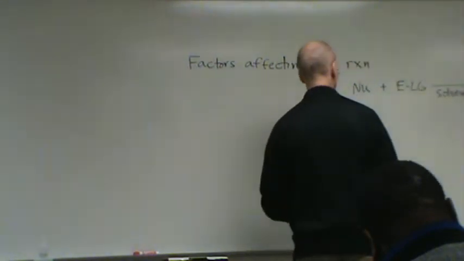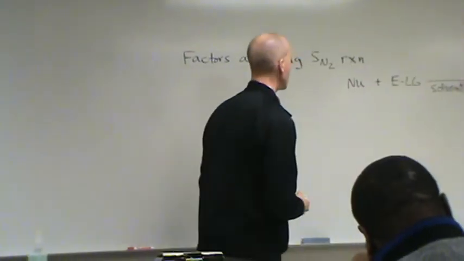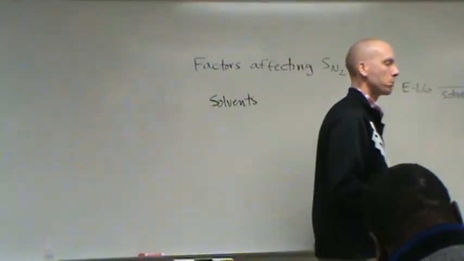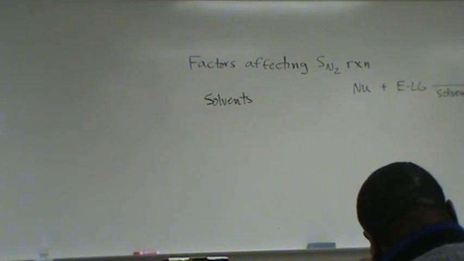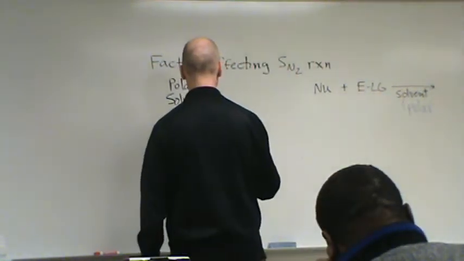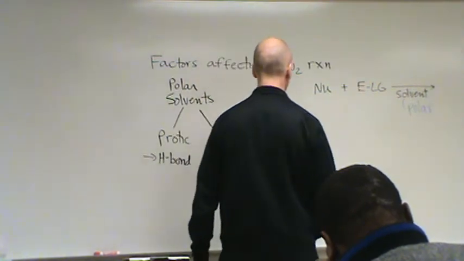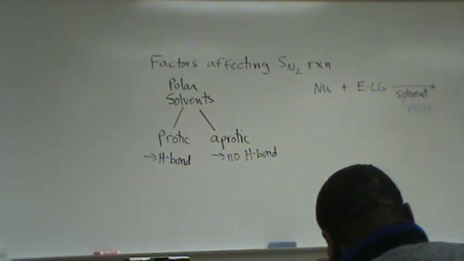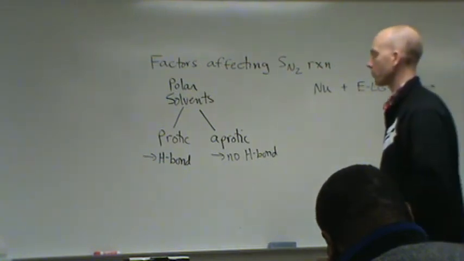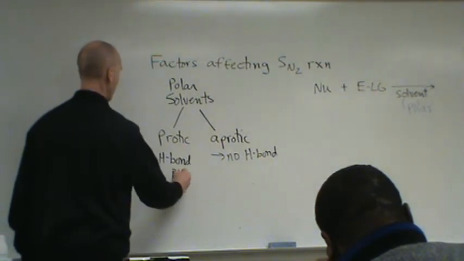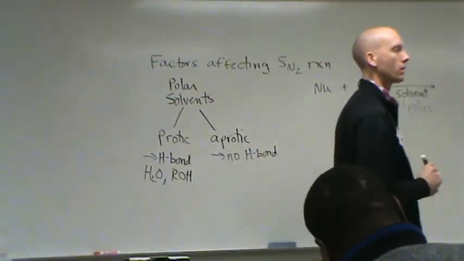So there turns out to be two kinds of solvents. Before we look at those two, what kind of solvent do you think I will need? A polar solvent or a non-polar solvent? A polar aprotic, as you can guess. No hydrogen bond. You might say, well, what's the big deal if it can hydrogen bond or not? Well, let's take a look at some examples of polar protic solvents. These include water or any kind of alcohol. These have the ability to hydrogen bond.